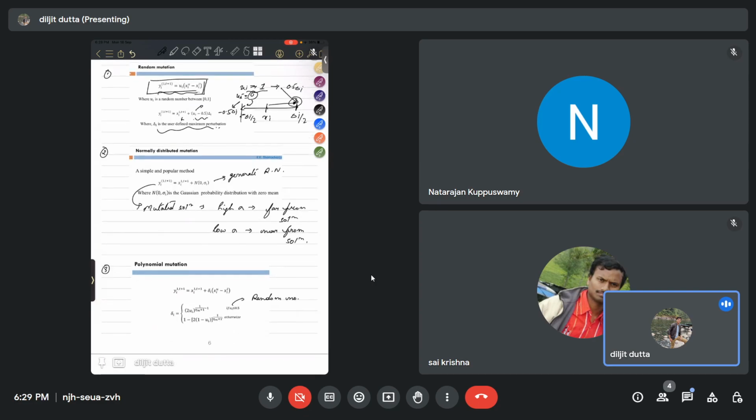And secondly, there is another method called the normally distributed mutation. Here, how do we change the value of the bit? If we have the bit value at xi, we will be adding N(0, sigma I). What is this? This is a normal distribution, where the mean is 0 and the standard deviation is sigma. This is the mean of a normal distribution, and the spread is defined by sigma. So from this normal distribution we generate one number.